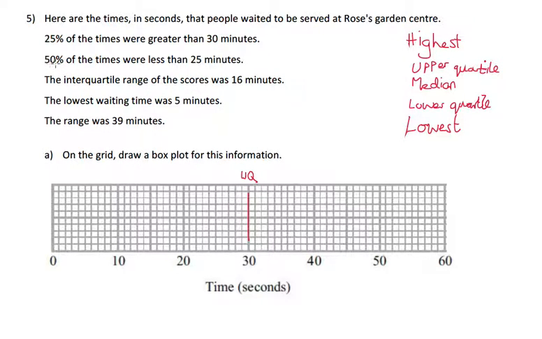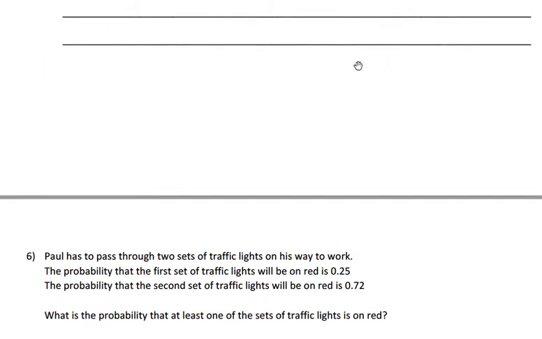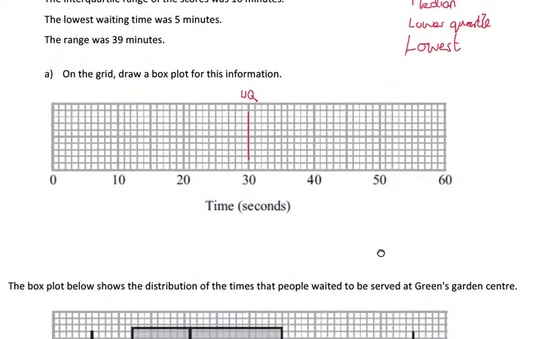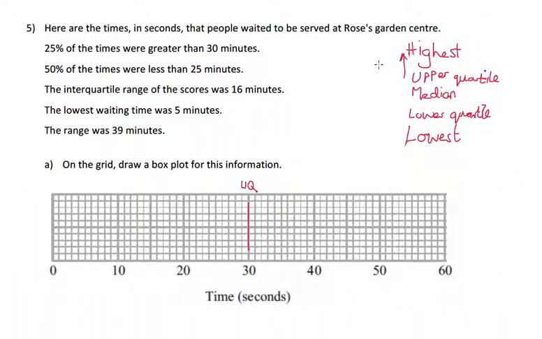Okay, then it says 50% of the times were less than 25 minutes. So 50% are less than 25 minutes. So that's 50% less than the median, so we know the median must be 25.